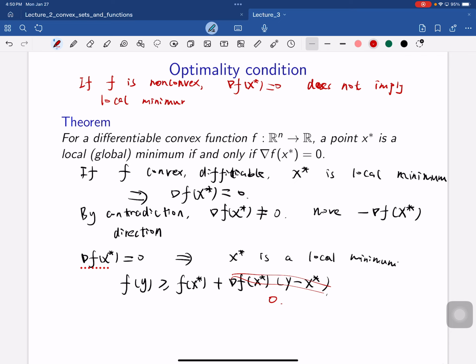Right. So a counterexample would be f of x equals x cubed. At x equals 0, we have the gradient, in this case the derivative, equal to 0. Right? X equals 0 is not a local minimum, right? Because if you perturb it a little bit in the negative direction, it will go negative. Right? So it is a saddle point, exactly as Sergey said.